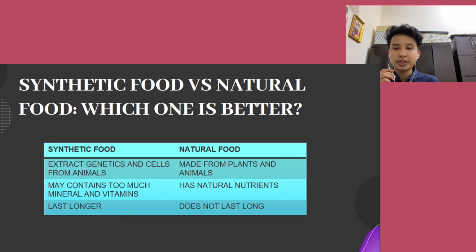In my opinion, synthetic food might come in handy in the future since it is sustainable to the environment. It can produce much more since it is only produced in a lab and doesn't have to wait many days to produce, and the process is not as long as natural food.